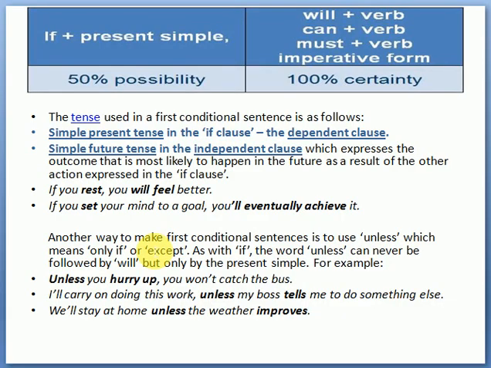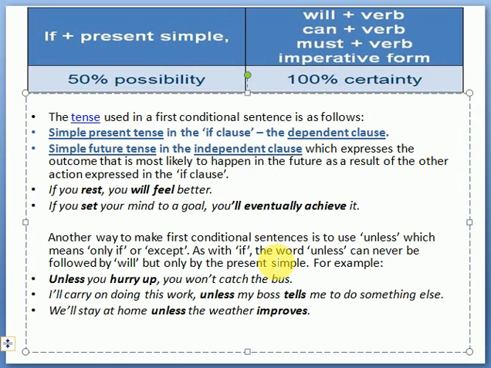Another way to make first conditional sentences is to use unless. And as with if, the word unless can never be followed by will. Unless is also a subordinate clause, like the if clause is. So that would be written in simple present but not in simple future. Like, unless you hurry up, you see that this is written in simple present. You won't catch the bus, this is written in simple future.